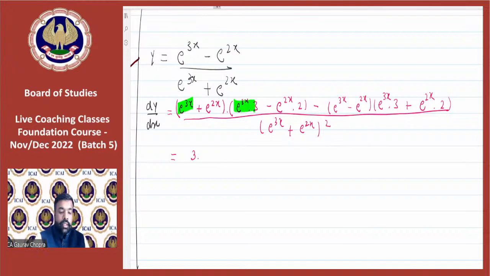Now e to the power of 3x and e to the power of 3x have the same base, so the powers get added. It becomes 3 e to the power of 6x. Then multiplying with 2, it becomes minus 2 e to the power of 5x. Then multiplying e to the power of 3x with e to the power of 2x, it becomes plus 3 e to the power of 5x, and then minus 2 e to the power of 4x. That is the first portion. Now comes the second portion.